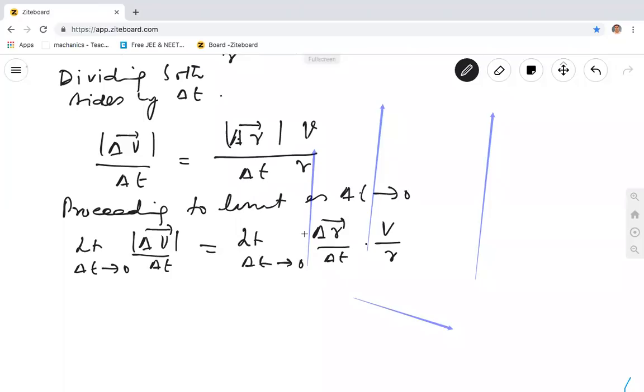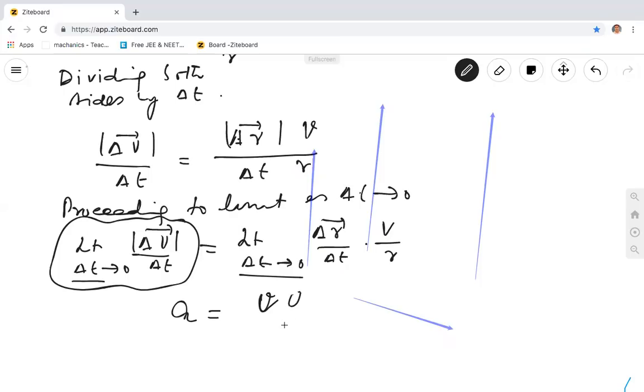ये देखो मैंने ऐसे लिखा, पूरा ये लिखा, सिर्फ प्रोसीड किया लिमिट. अगर आपको थोड़ा सा भी एक्सेलरेशन का पता है, तो ये क्या हुआ? ये एक्सेलरेशन हुआ ना, चेंज इन वेलोसिटी बाय टाइम. तो डेल्टा आर बाय डेल्टा टी एस डेल्टा, ये तो वी है. ये तो और एक वी है, ये बाय आर है, तो ये होगा वी स्क्वायर बाय आर.